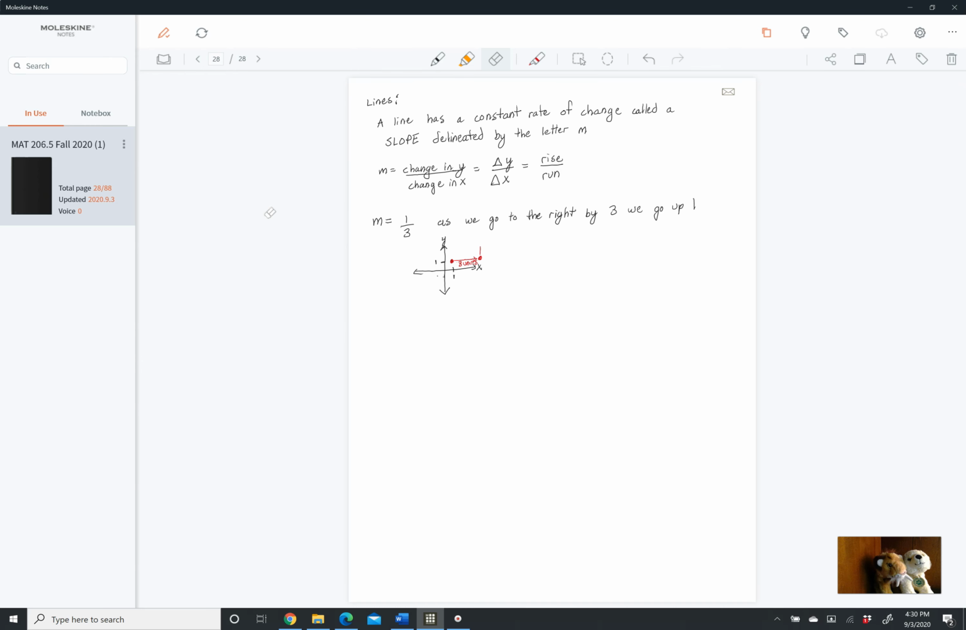We're going to go up 1. Actually, I'm going to take out that dot, because that's not really a new point. Sorry, this is so small. Okay. As we go to the right by 3, we go up 1 unit. Here is our new point. So this would be an example of a line with a slope of 1/3. Okay. As we go to the right by 3, we go up 1.